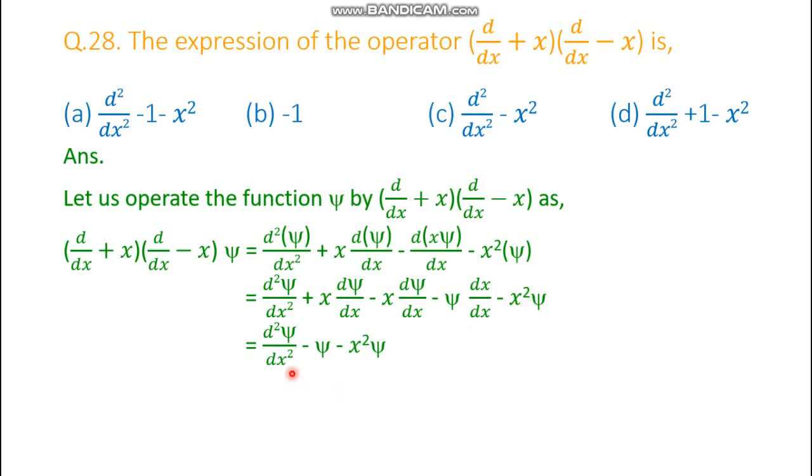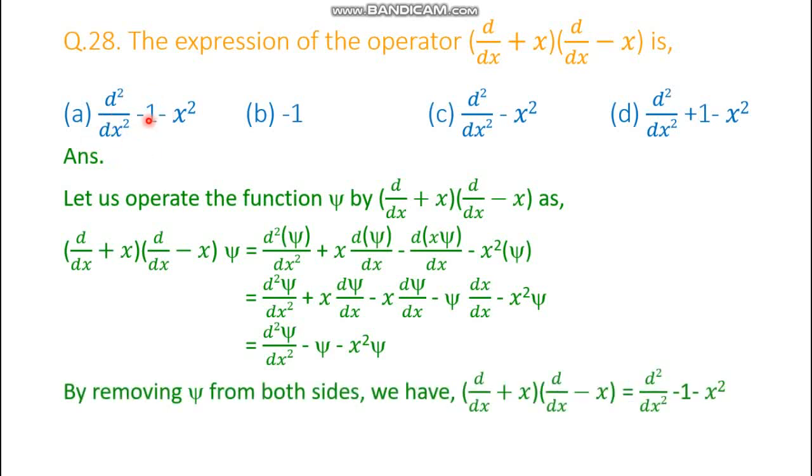So what is the result? If you remove psi from the left hand side, then you have to remove psi from the right hand side as well, and finally we get the value as d2 dx square minus 1 minus x squared. So this is the correct option. By removing psi from both sides, we have the result, and option A is the correct answer.